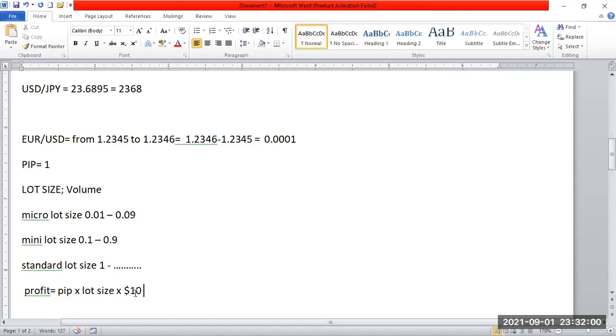So this is profit or loss. It goes the same way, profit or loss. The positive value is when you're making your profit. The negative value is when you're making your loss.